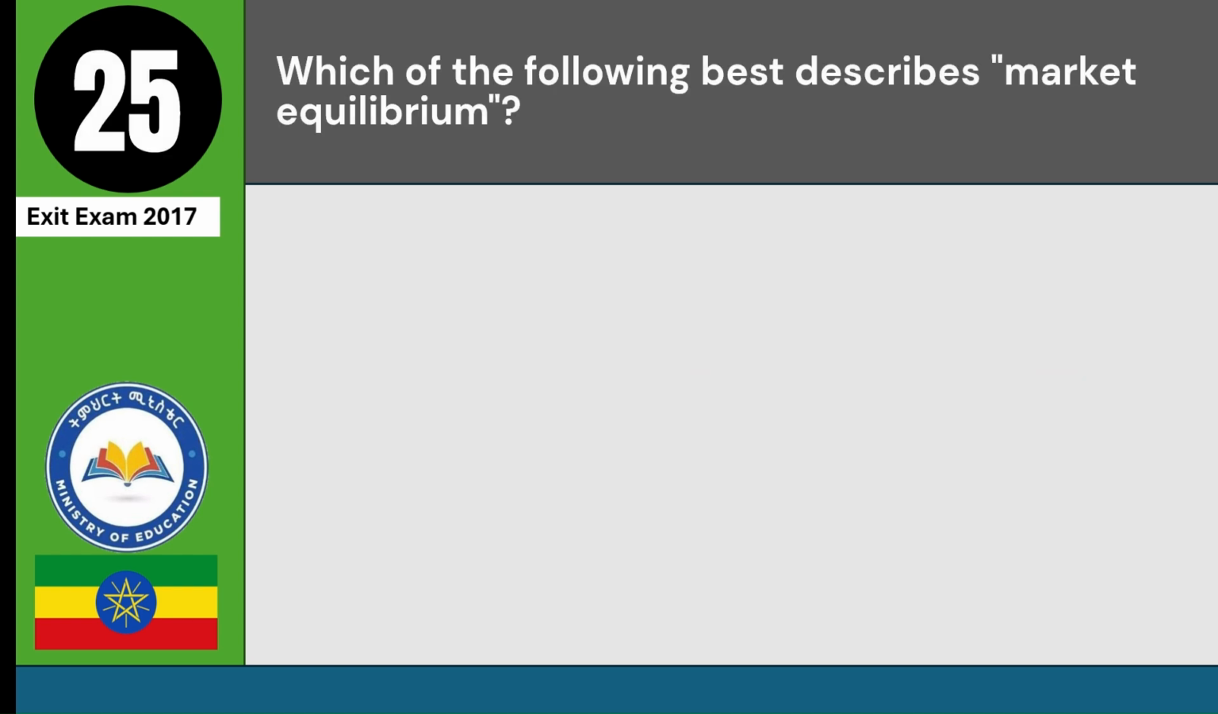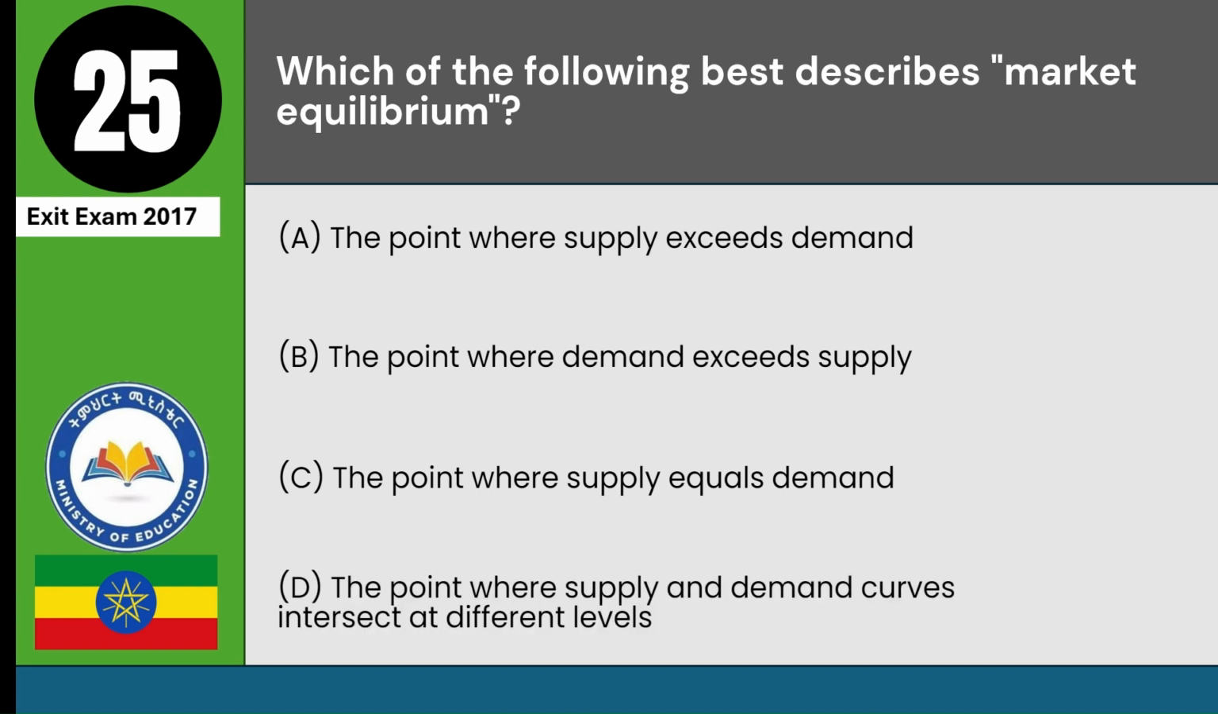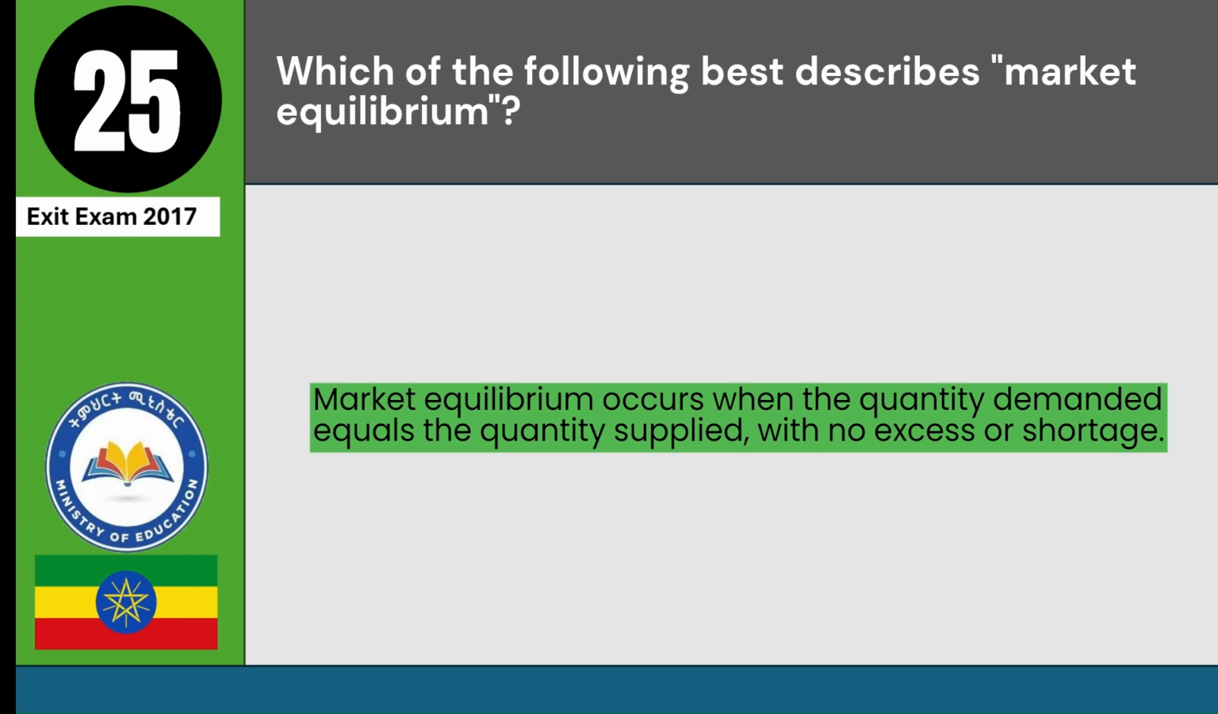Which of the following best describes market equilibrium? A. The point where supply exceeds demand. B. The point where demand exceeds supply. C. The point where supply equals demand. D. The point where supply and demand curves intersect at different levels. Answer C. Market equilibrium occurs when the quantity demanded equals the quantity supplied, with no excess or shortage.